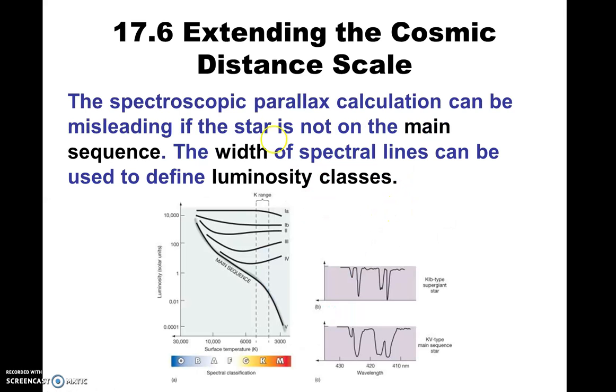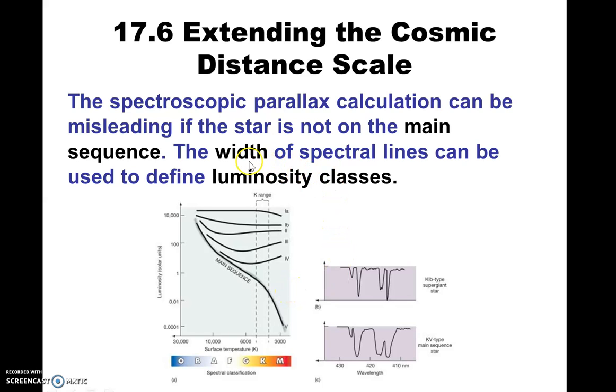All right, so let's see. Spectroscopic parallax calculations can be misleading if the star is not on the main sequence. I think I mentioned that. So you want to be on the main sequence; any of these stars that are off the main sequence, like these, especially these giant or even supergiant stars, you want to stay away from those. There's a method of figuring out whether a star is on the main sequence or not. We'll get into that again.